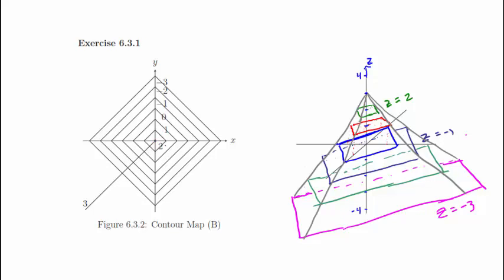We get a z value of 2 at the square from 1, 0 to 0, 1 to -1, 0 to 0, -1. And then we get a z value of 1 when we have the square from 1, 0 to 0, 1 to -1, 0 to 0, -1, and so on and so forth. The z values keep going down until we get to a z value of -3 when we have the square that goes from 6, 0 to 0, 6 to -6, 0 to 0, -6, and back to 6, 0.